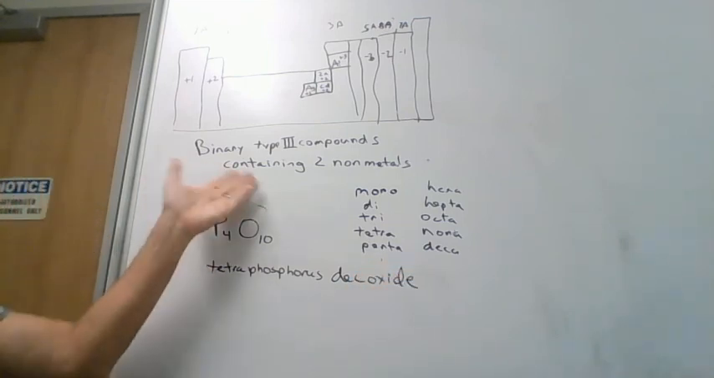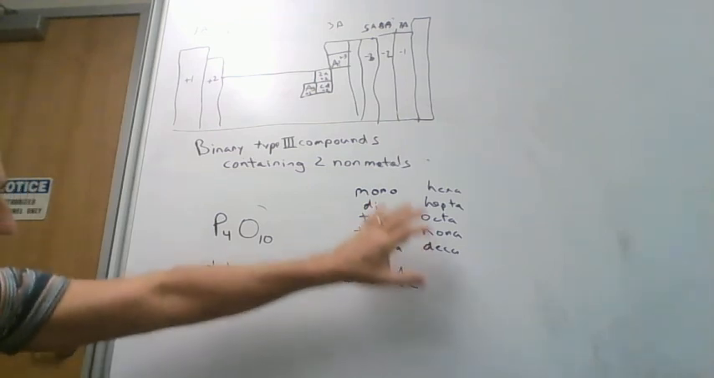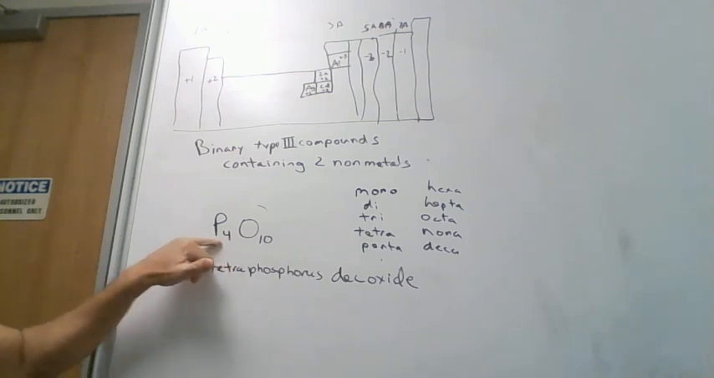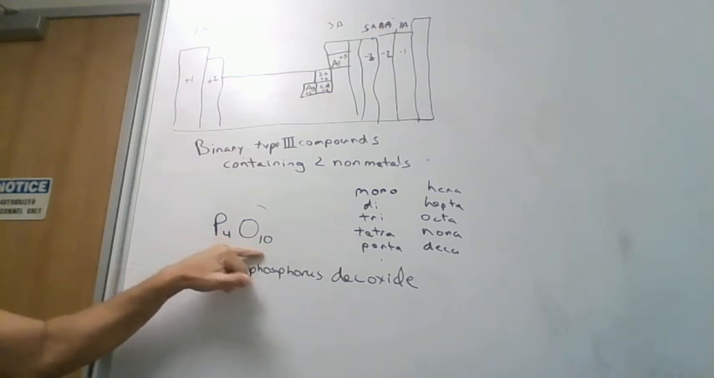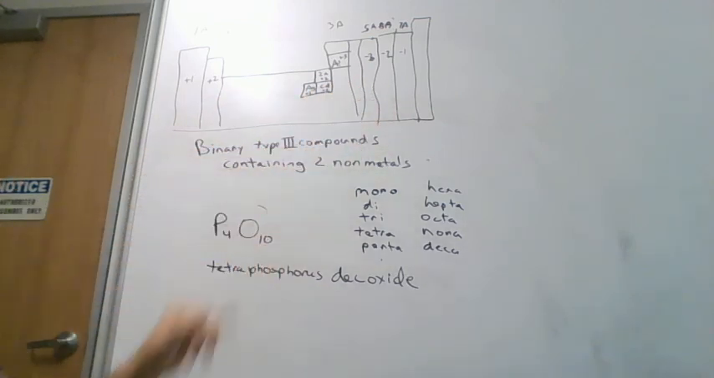And so type 3 binary compounds are pretty straightforward. You'll be given these prefixes, so you don't have to memorize them. All you have to do is recognize that the first element in the binary compound is not one of the metals. It's a nonmetal and it's connected to a nonmetal.